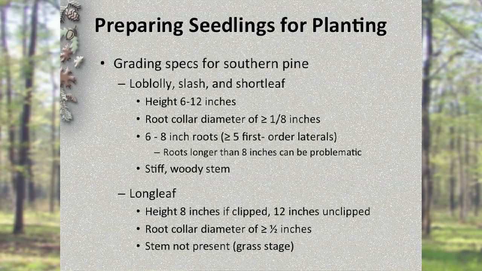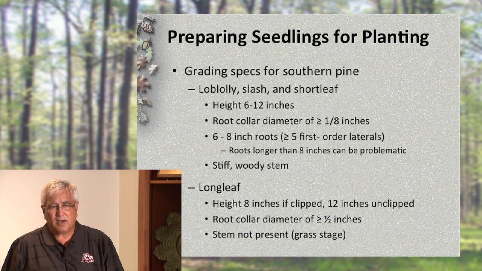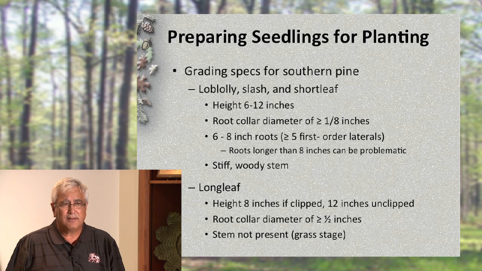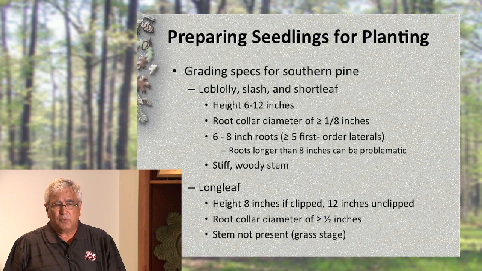If we're looking at the specs for our southern pines, all 3 pines, loblolly, slash, and shortleaf, we like to have a total seedling height between 6 and 12 inches. We want a root collar diameter greater than or equal to 1/8 of an inch. We want about 6 to 8 inch root systems, and at least 5 first order lateral roots. Roots longer than 8 inches can be somewhat problematic, but if you can get that entire root system in the ground, you're better off. You need a very stiff and woody stem as well.